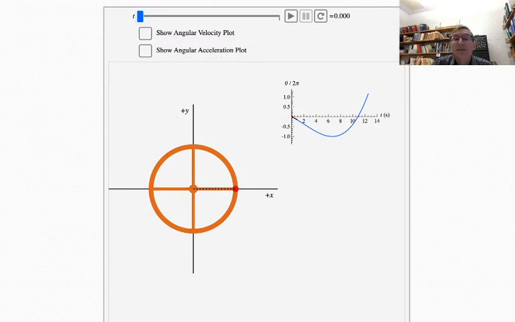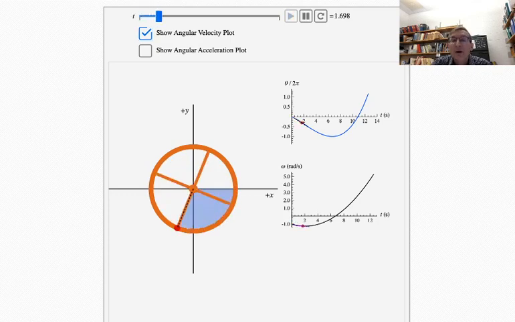So it's reset. I'm going to click Show Angular Velocity Plot. Aha, there's a new graph with omega in radians per second on the y-axis, t in seconds on the x-axis. Still going to move in the same way, but now the omega graph is also providing me information. All right, and it's back to asking me about what's happening at t equals 0. So let me bring the slider back to time 0. And now I have the angular position plot to look at and the angular velocity plot to look at.